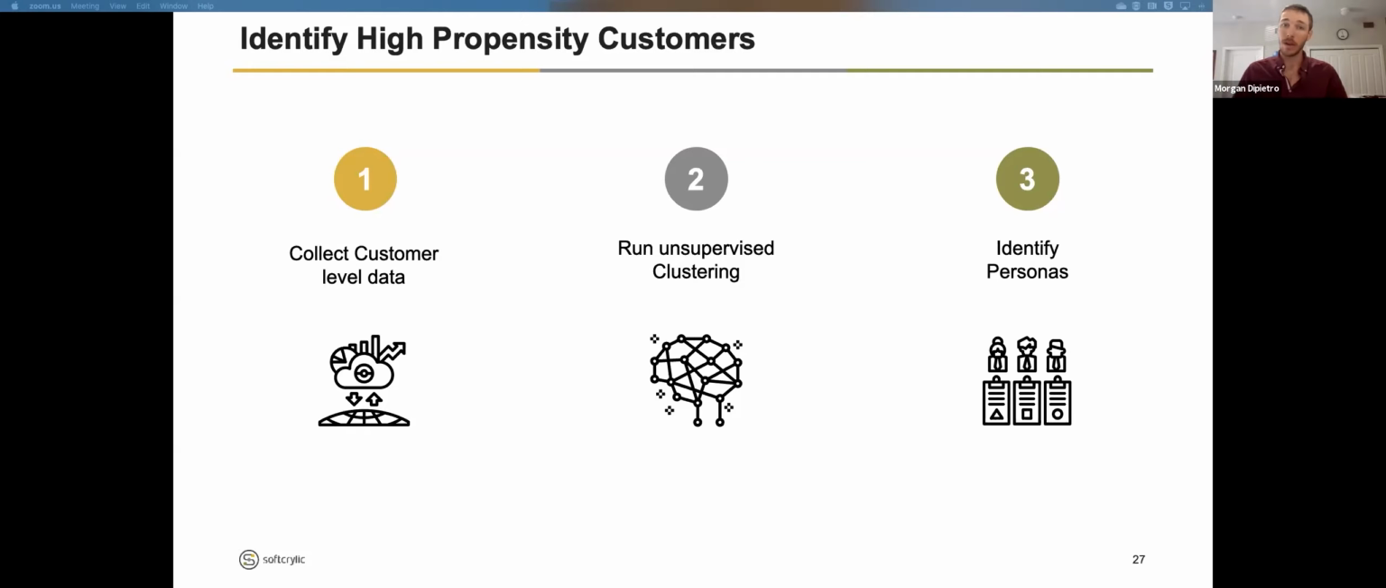And then we'll go ahead and run our unsupervised clustering, a lot of those model types that Sam and Vignesh were talking about. And then we'll go ahead and identify those personas. Identifying personas is the part that really takes some sitting down, and it's quite a bit of art and science. So we'll see how that works.